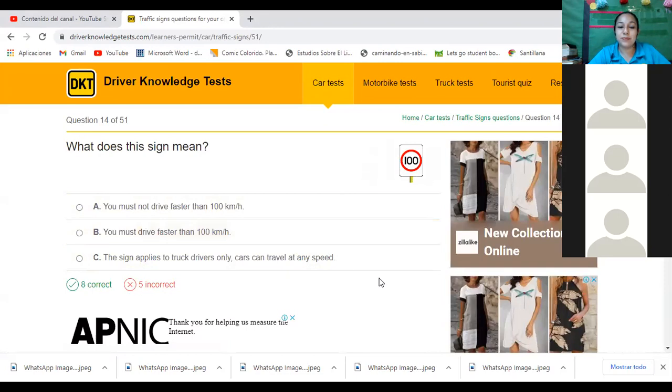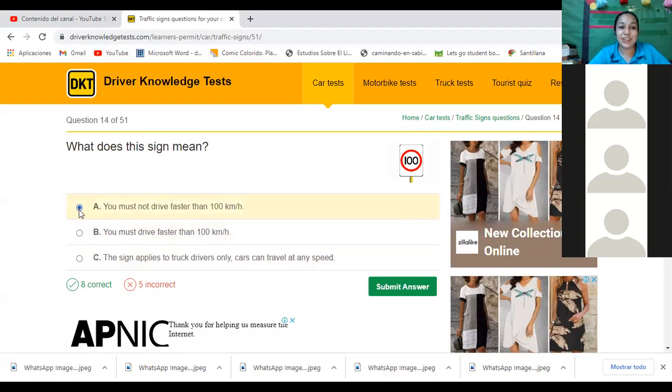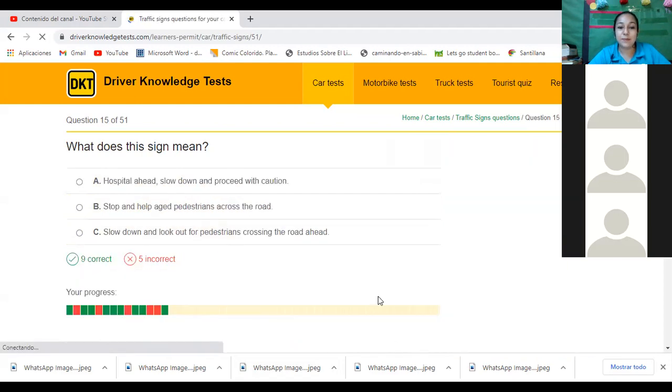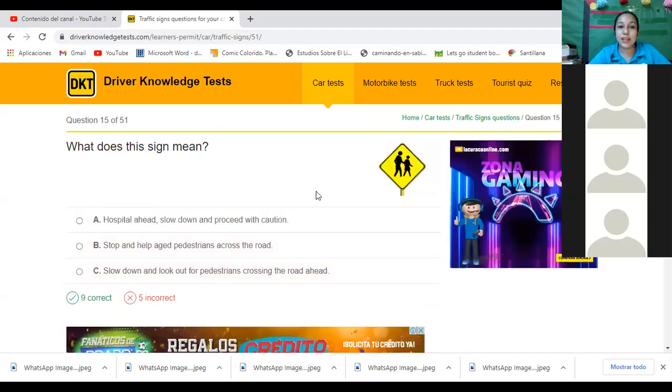Let's see this one. This one is easy. Okay, you must not drive faster than. Or the sign applies to truck drivers only. Cars can travel at any speed. A. Okay, A. Let's check this part. A. Okay, yes. Yeah, you must not drive faster than 100 kilometers.